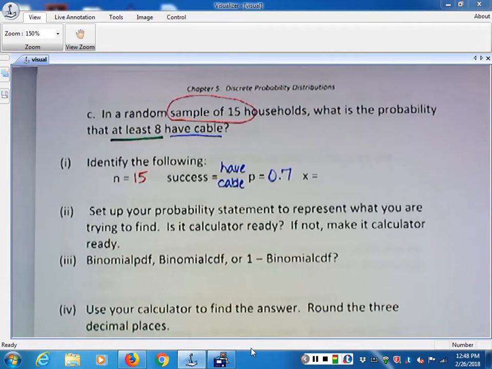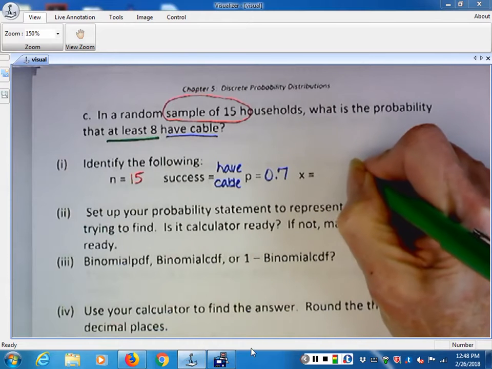So we're still talking about the same problem that we were talking about before. We have a sample of 15 households, and the success is that they have cable. That probability is 0.7. But now we're trying to identify what X is. And it says, what is the probability that at least 8? So is 8 included in the numbers? Yes. So we want 8.